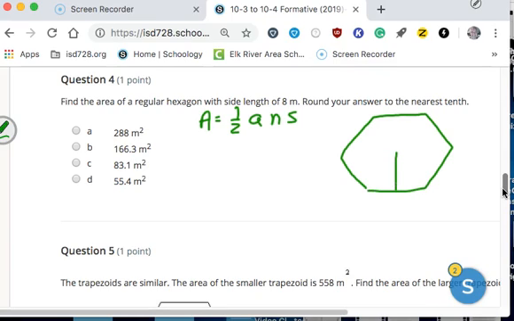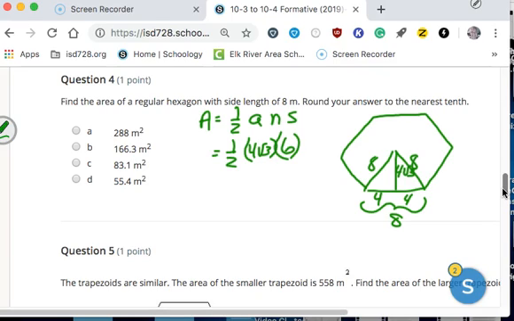My apothem coming up, if this whole thing is 8, this is 4, this is 4, this is 4, the square root of 3, this is still 8 because it's an equilateral triangle inside that hexagon. And only hexagons have these equilateral triangles. So I have 1/2, the apothem, 4 square root of 3, the number of sides, which is 6, and the side length, which is 8.